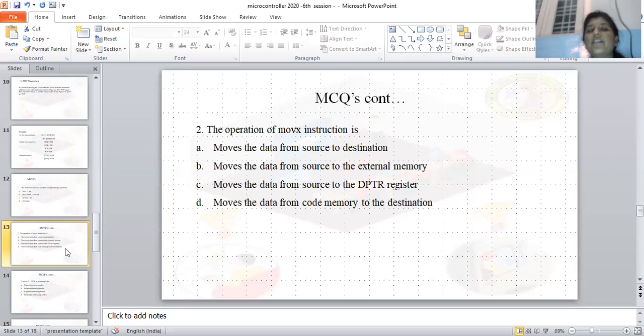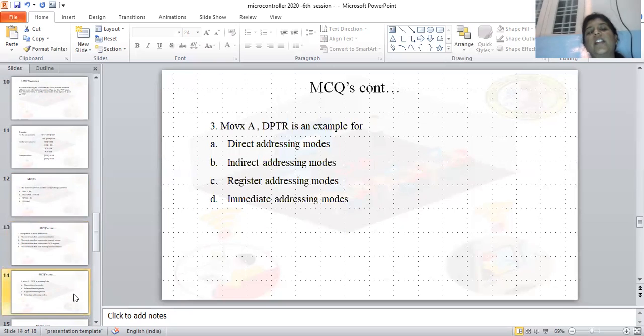The operation of the MOVX instruction is: moves the data from source to destination, moves the data from source to the external memory, moves the data from source to the DPTR register, or moves the data from core memory to the destination. The answer is moves the data from source to the external memory. Next question: MOVX A, @DPTR is an example for direct addressing mode, indirect addressing mode, register addressing mode, or immediate addressing mode. This is an example for register addressing mode.